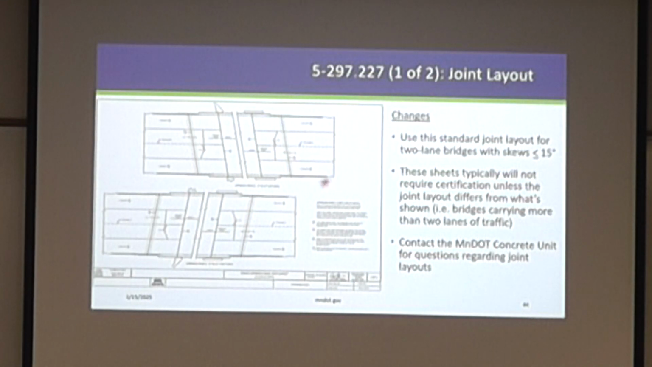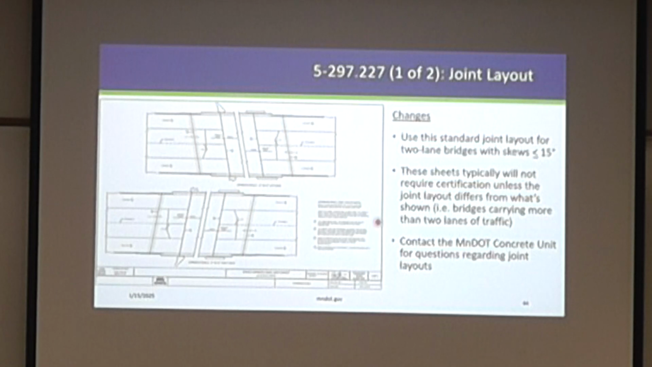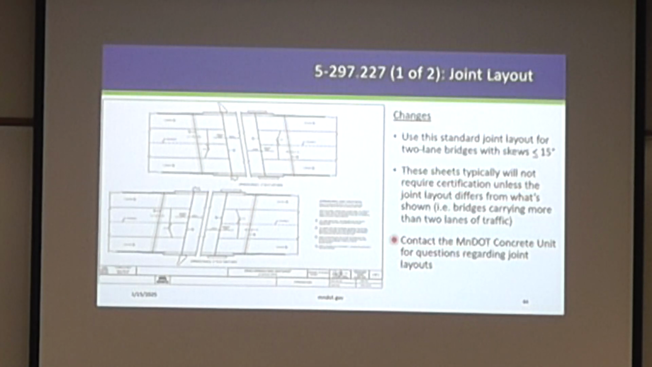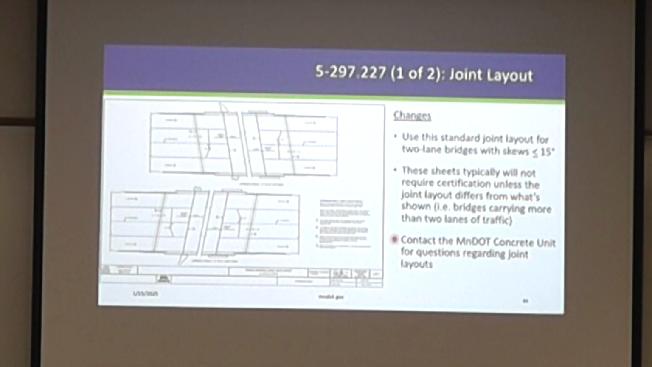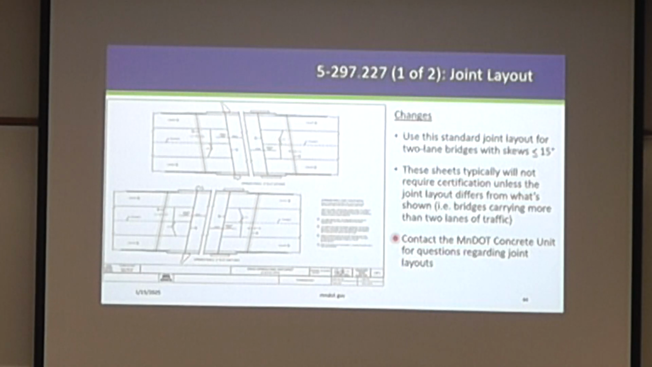There might be instances where, if you notice that this is certified by someone, it probably means that they had to change something from the typical joint layout, so just be aware of that. And then contact the MnDOT concrete unit for questions on these joint layouts. Namely, I think Jake Gabe has been the one expert to help out with this a lot, so he has contact information. If you don't, just reach out to me and I can forward it to him. The engineer should be coming up with unique joint layouts if they're required, but typically it'll just be this.